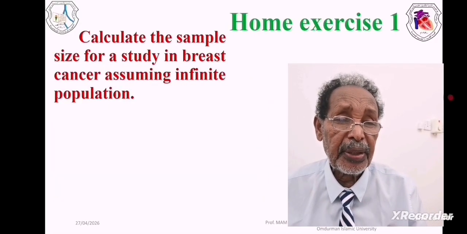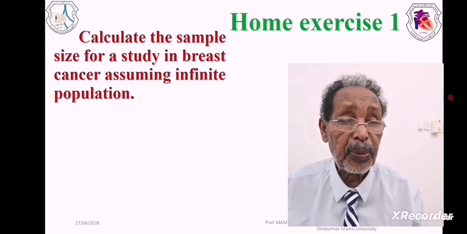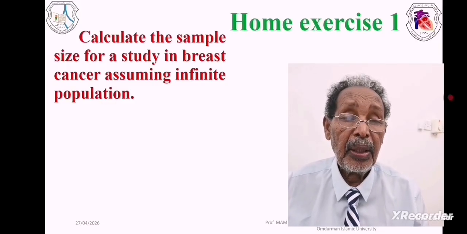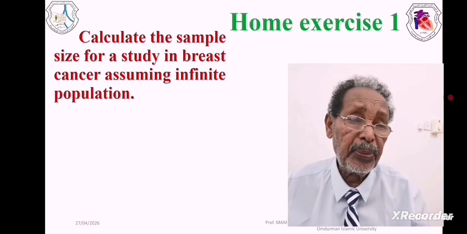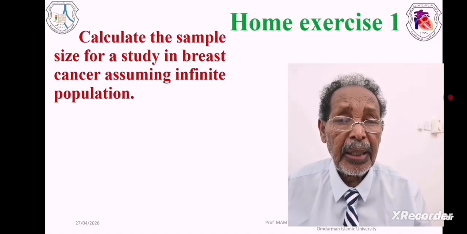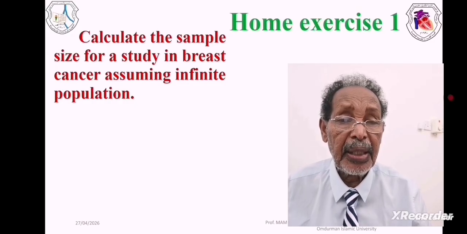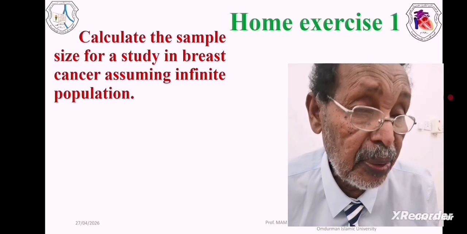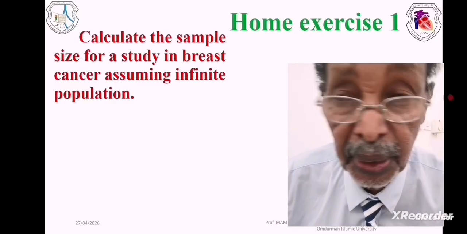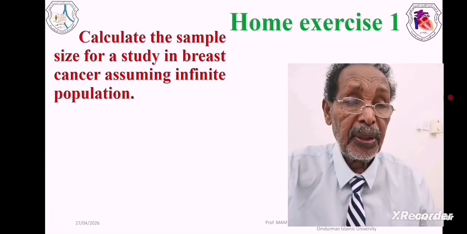Now let me give 3 exercises. And among them, I will demonstrate the importance of the 50% proportion. In this home exercise, I would like you to do it at home. Just code the figures and try to solve it at home. Calculate the sample size for a study in breast cancer, assuming infinite population. It means it is not necessary to apply finite population correction. Just assume it is an infinite population.